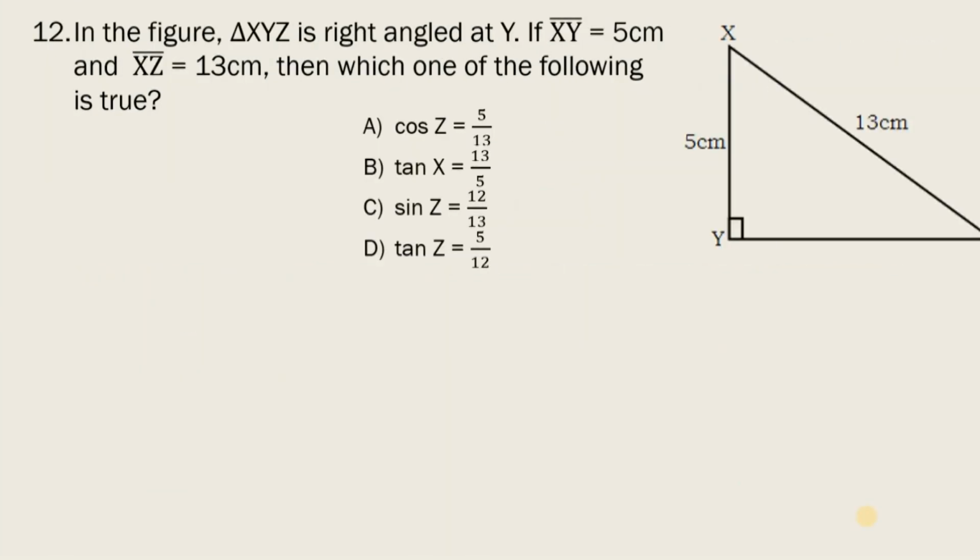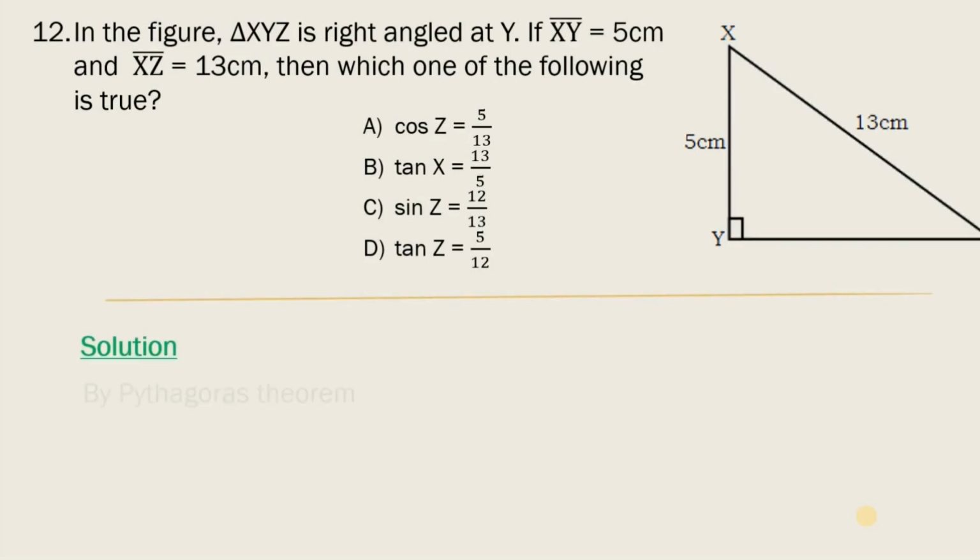Question 12. In the figure, triangle XYZ is right-angled at Y. If the length of XY is 5 and the length of XZ is 13, then which of the following is true? Cos Z equals 5 over 13, tan X equals 13 over 5, sin Z equals 12 over 13, or tan Z equals 5 over 12. Pause the video whilst you work it out.